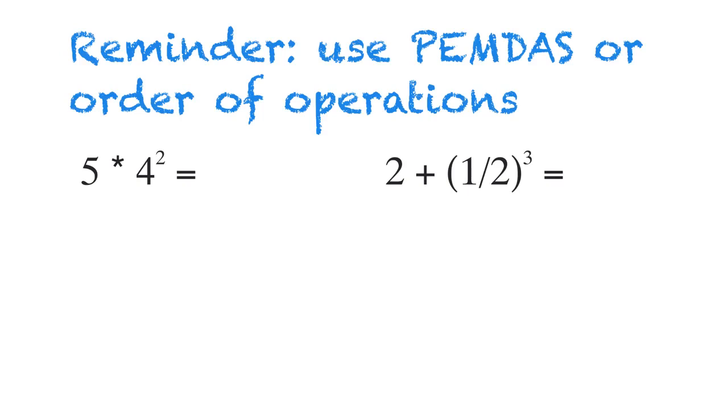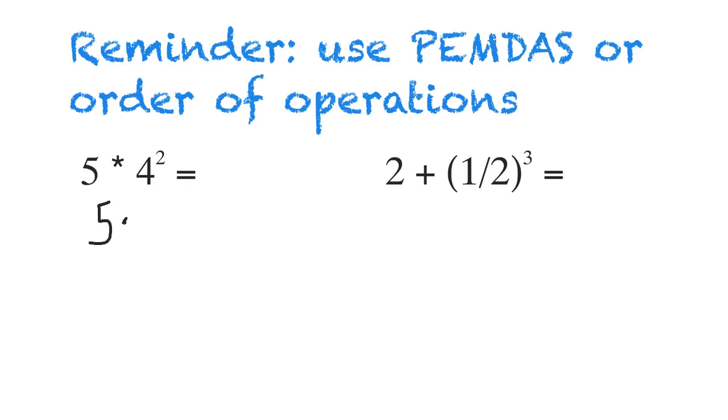Here's a second reminder. Use PEMDAS, or order of operations, when you're evaluating these expressions. A reminder, the E for exponent comes before multiplication, division, addition, and subtraction. If I am starting with this expression right here, I've got multiplication, but I've got exponentiation. I need to handle that first.